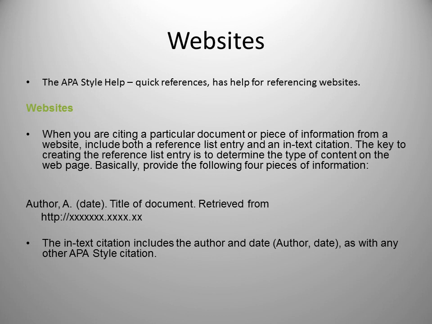So we'll look at the website and find the author, and look around for a date. Sometimes the dates of those websites are at the bottom, sometimes they're up at the top with the article. Then the title of your document, and then where you retrieved it from. So this is the URL where you found it. Your in-text citation would be the author and the date.